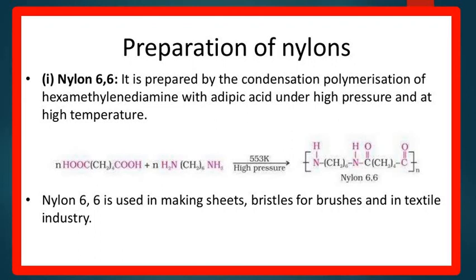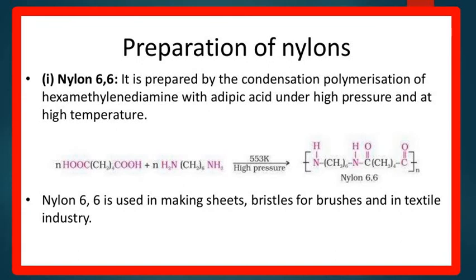The numerals 6,6 in the name of this polymer stand for the number of carbon atoms in the two bifunctional monomers, namely adipic acid and hexamethylene diamine. Nylon 6,6 has a high molecular mass, from 12,000 to 50,000 units. It is a linear condensation polymer. It possesses high tensile strength and does not soak water.